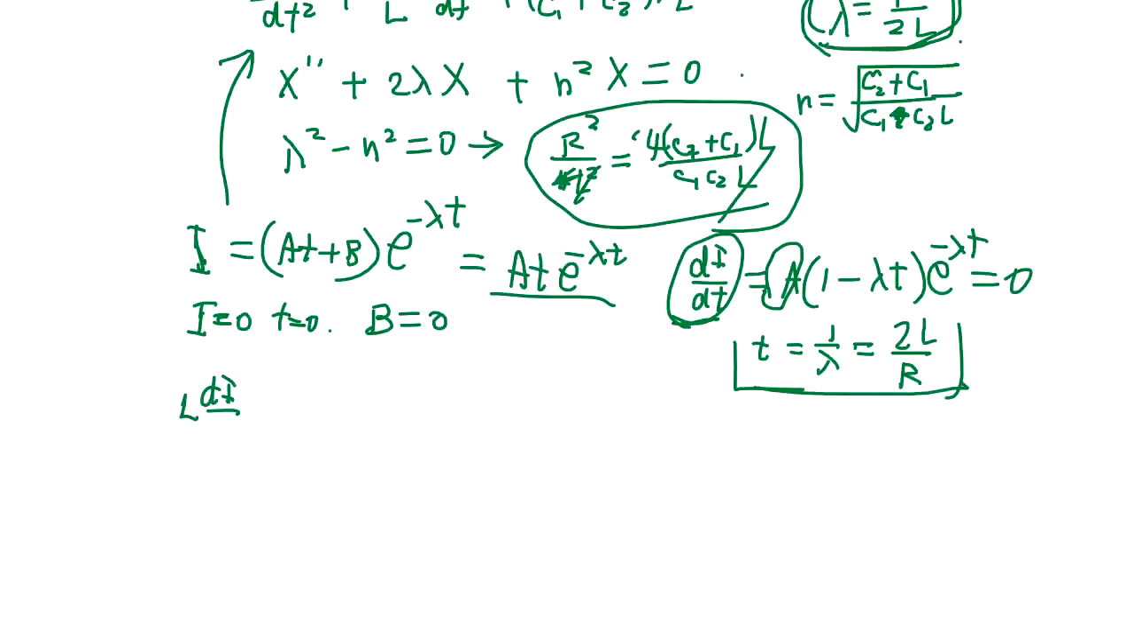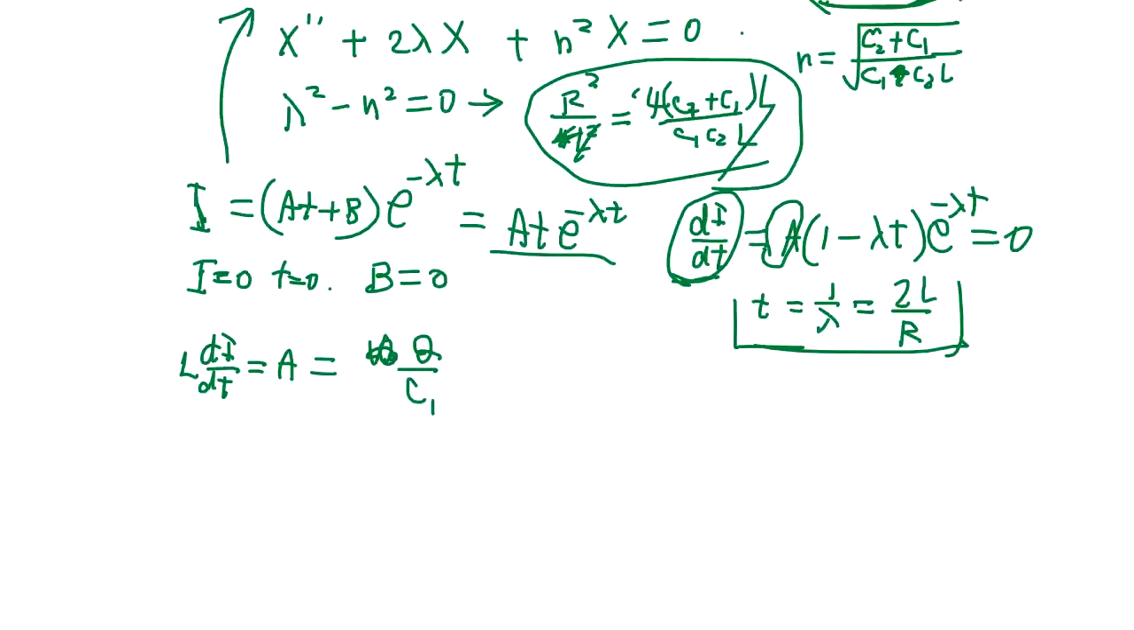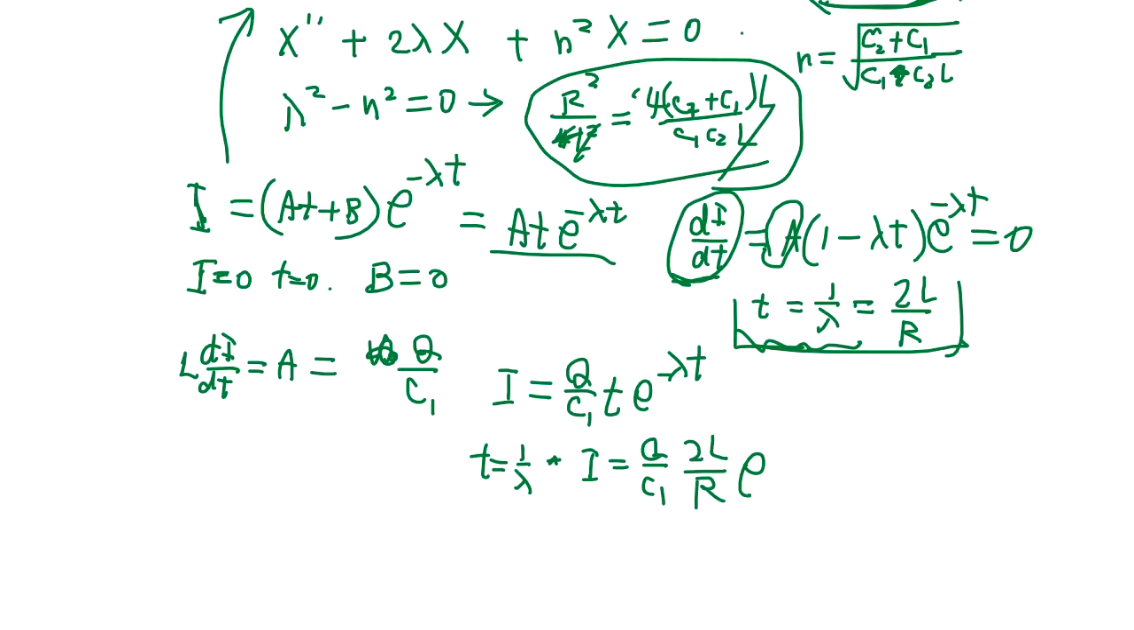So L di/dt is going to be A, which is V zero, wait a minute, Q over C1. So the equation for current is going to be Q over C1 t e^(-lambda t). Now we know when t equals 1 over lambda, I will be Q over C1, and t equals 1 over lambda is 2L over R, and lambda t, this t is 1 over lambda, so it's going to be negative 1, so e to the negative 1 will be here.